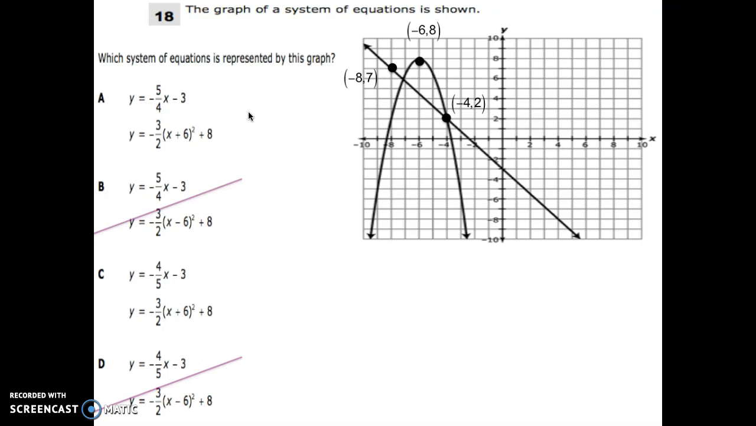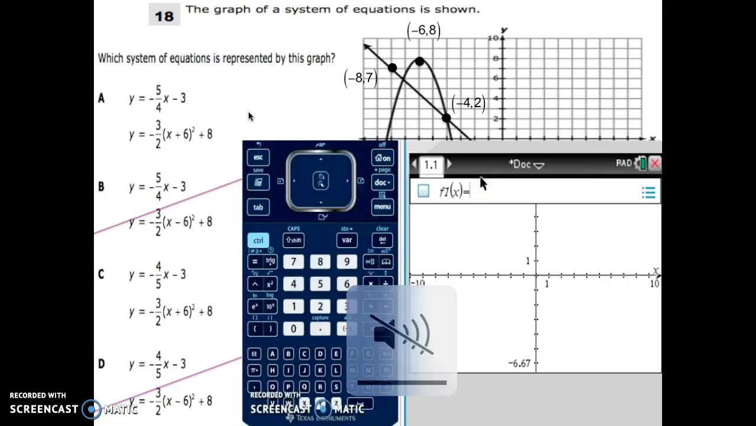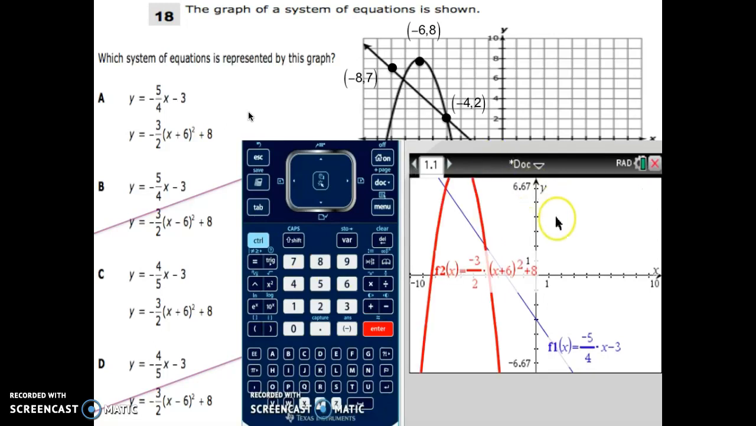So now we're going to graph. We're going to graph A first. Negative 5 over 4 x minus 3 should give us our line. Okay, and it looks very similar to the one that's there. And then our parabola: negative 3 over 2 parentheses x plus 6 squared. Squared on the outside though, I made that mistake there. Squared plus 8. And we have our U shape.